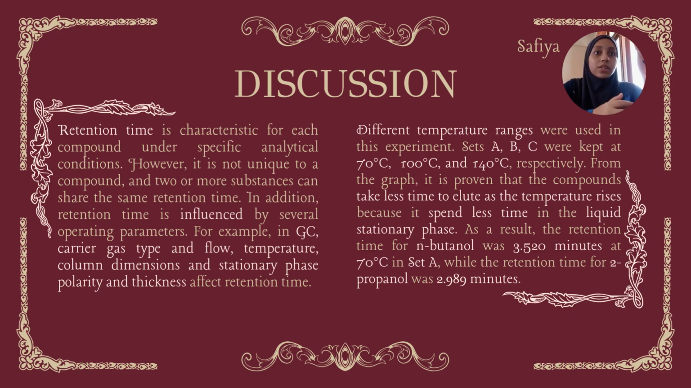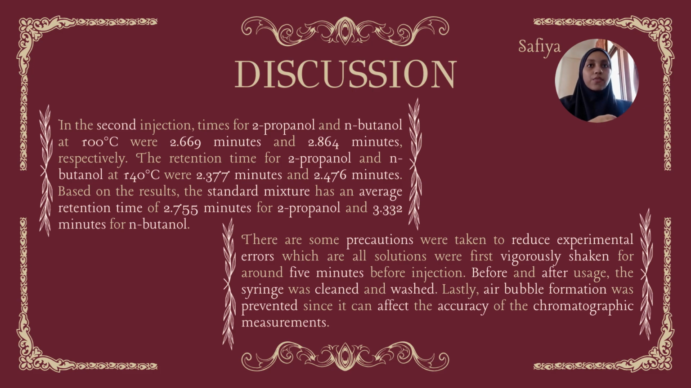From the graph shown in the results, it is proven that the compounds take less time to elute as the temperature rises. As a result, the retention time for N-butanol was 3.520 minutes at 70 degrees Celsius, which is set A, while the retention time for 2-propanol was 2.989 minutes. That was the result for set A, which was kept at 70 degrees Celsius.